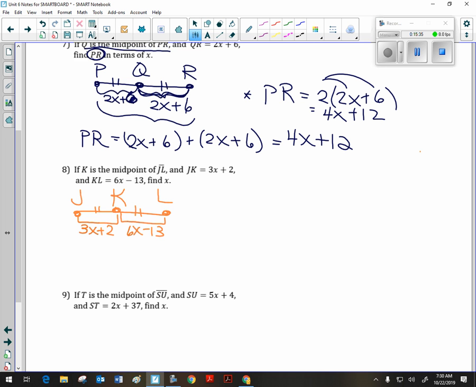In this scenario, I have to pay very close attention to the fact that the two parts are equal to each other, which means 3x plus 2 is equal to 6x minus 13. The part that goes from J to K is equal to the part that goes from K to L. And then I do my solving from there.